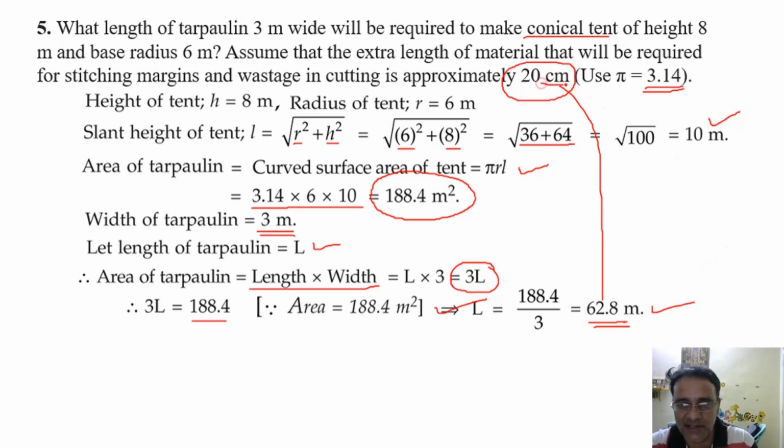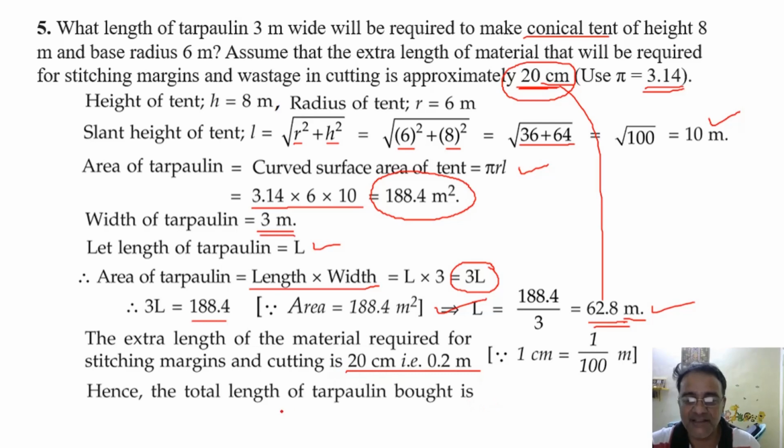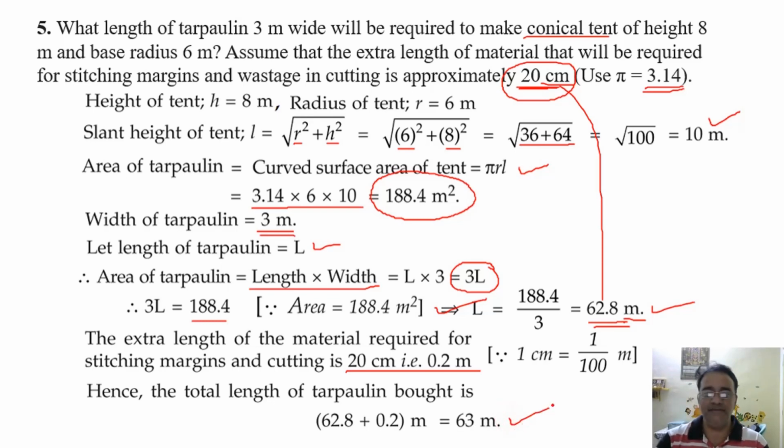Why? Because this is in centimeter and this is in meter. So we have to convert it into meter. How much will we get? 0.2. So the extra length of the material required for stitching margins and cutting is 20 centimeter, that is 0.2 meter. Hence the total length of the tarpaulin bought is 62.8 plus 0.2. So what is the final answer? 63 meter. Any doubt in this question?